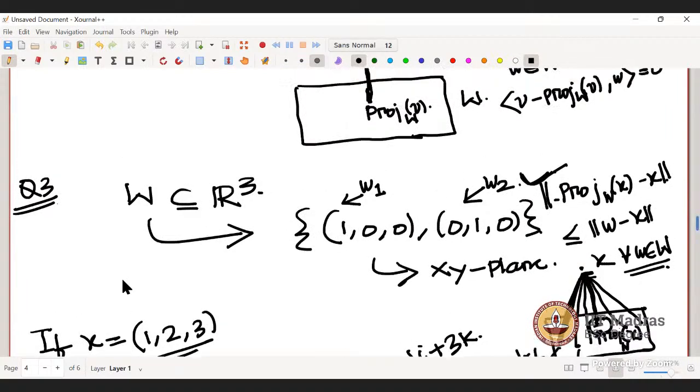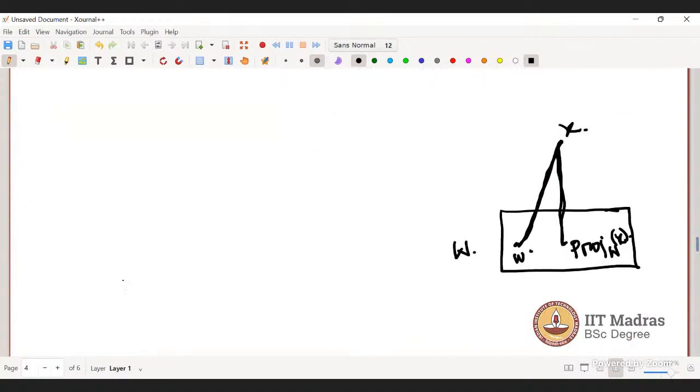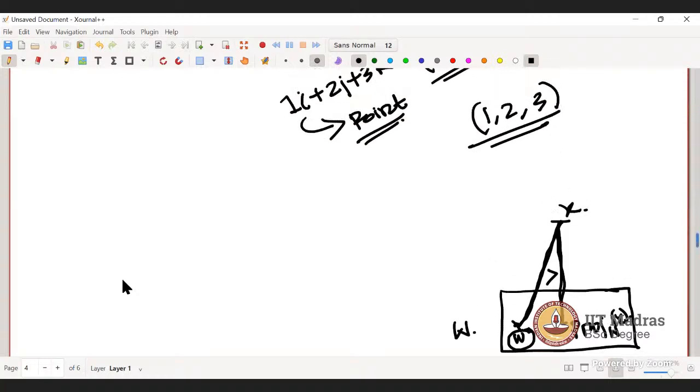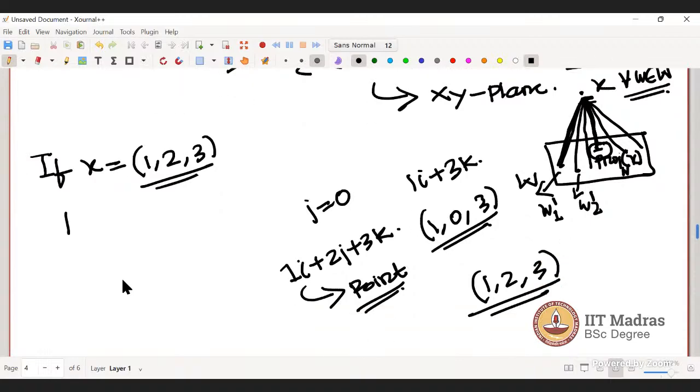So it's basically saying if I pick any point in w, then the distance between x and w is always greater than the distance between x and the projection of x. That is how you can characterize projection. So it's a unique point.